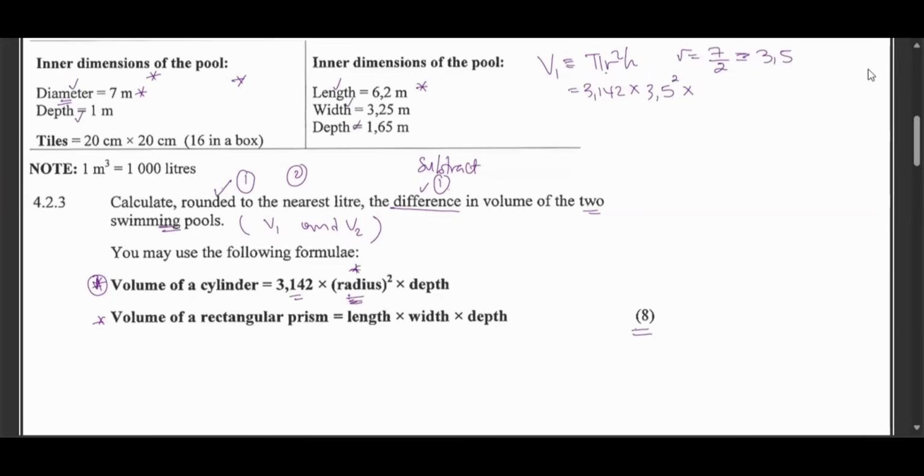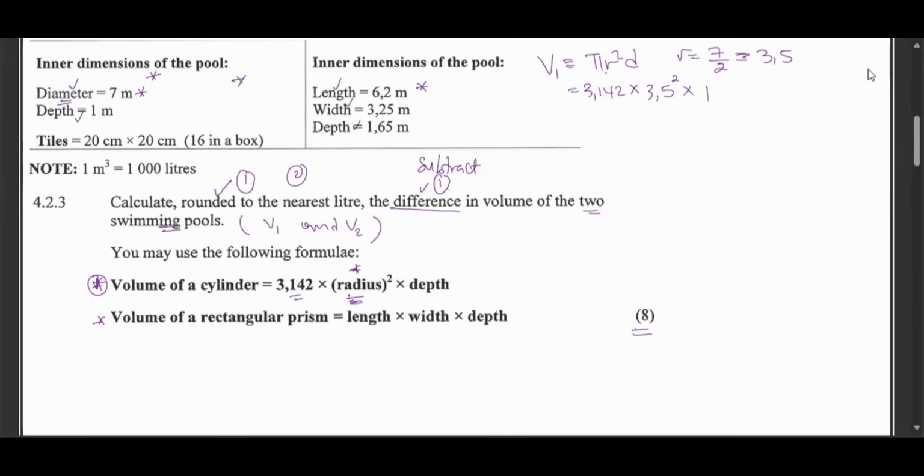But in this case, I don't have height. Why? I'm looking at the swimming pool. A swimming pool does not have height, right? We don't say how high is your swimming pool. Rather, we say how deep is your swimming pool. So instead of the height, I'll put the D, D representing the depth. So now my depth here is 1 meter. I put that.